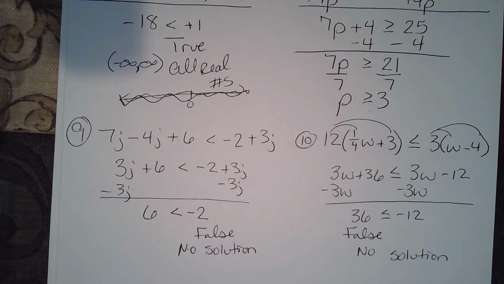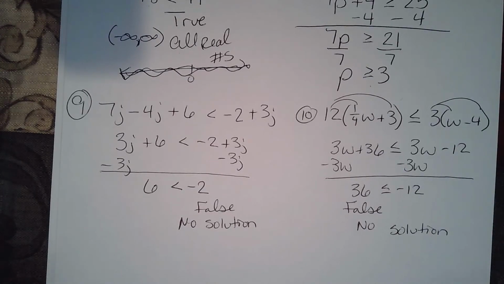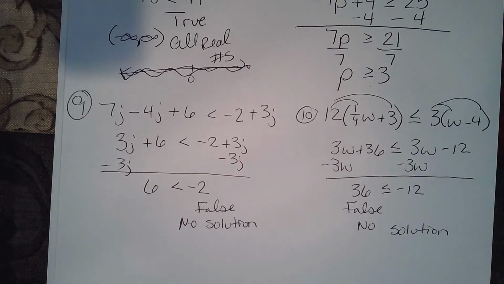Okay, so for this particular one, for 9 and 10 both, once you take care of combining like terms and then solving, you notice that you get 2 mismatched inequalities. 6 is not smaller than negative 2, so that's false. 36 is not smaller or equal to negative 12. That is false. So both of those are no solution. Do you see the difference?